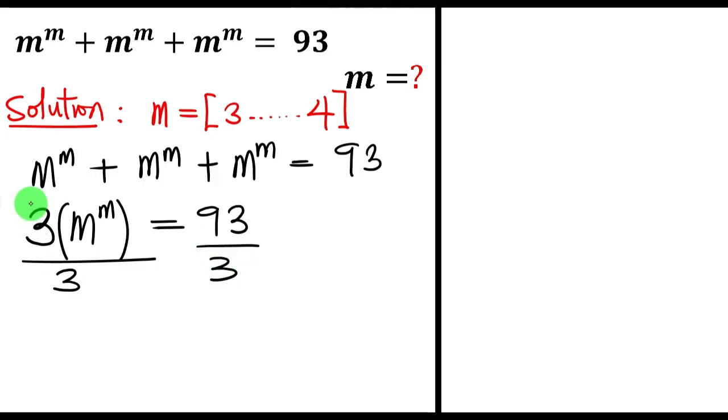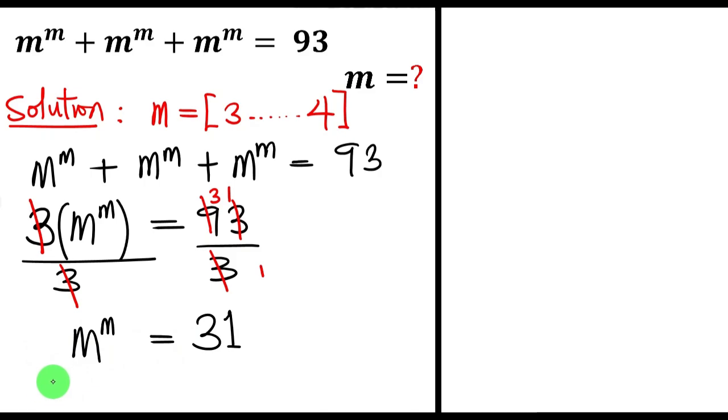By so doing, we achieve this 3 cancel this 3. Then we can say 3 goes here 1, then 3 goes here, that's going to be 3, then 3 goes here, that's going to be 1. So at the end of the day, what we have left now is m raised to the power of m equals to 31. So the next thing to do now is to apply natural log to both sides. So we can say we have ln m raised to the power of m equals to ln 31.